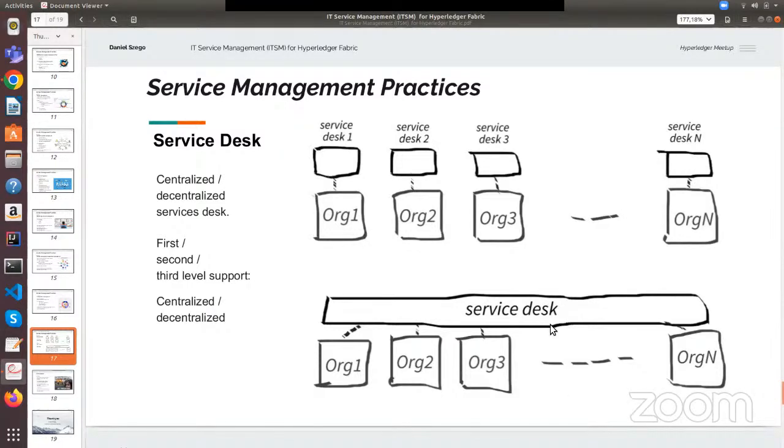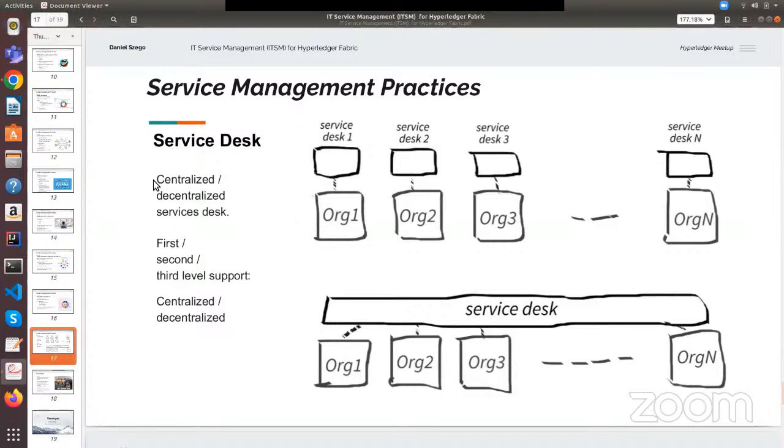Another way might be that we have, I don't know, a food supply chain application, which is run by several organizations, but we just want to define one interface for the end customer. So we have one service desk practically, even if under the hood there are several organizations in the network. So these are the two easiest examples.